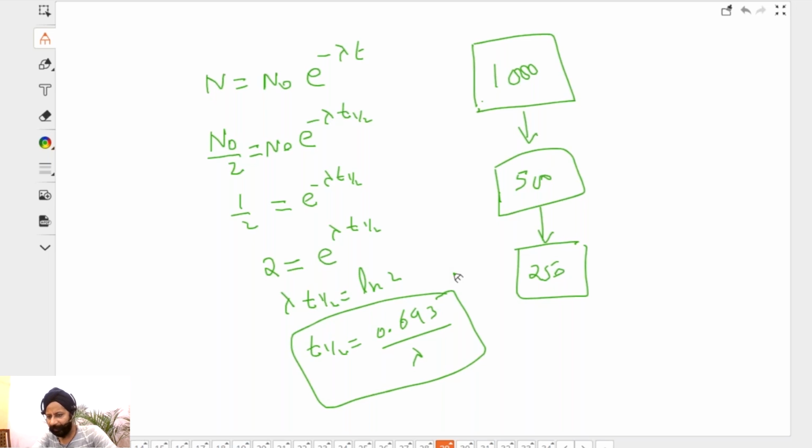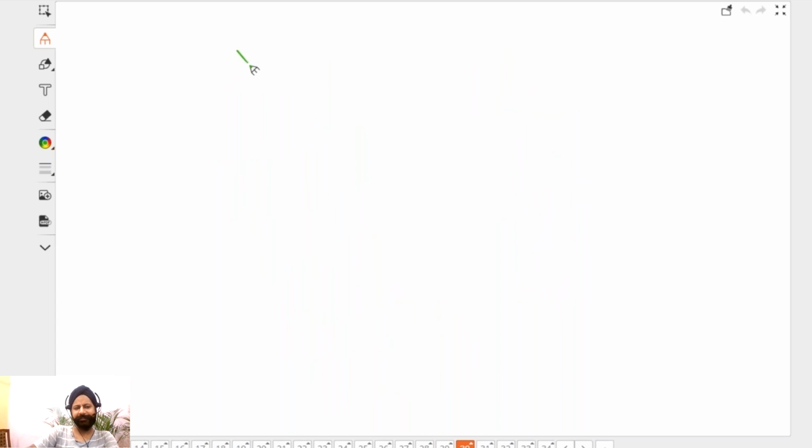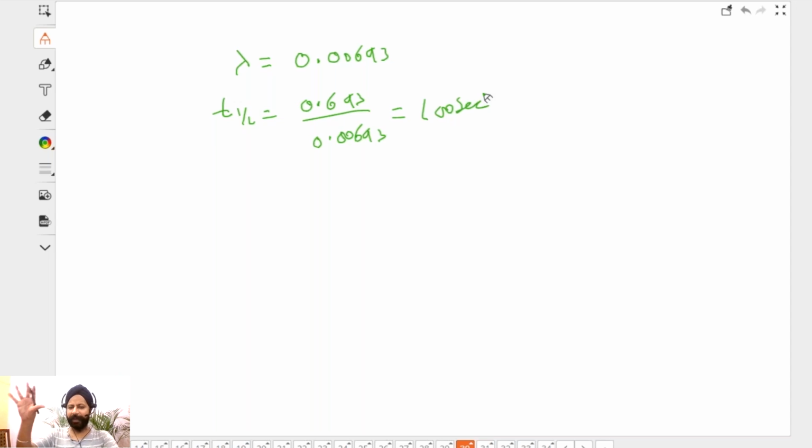Ninad has asked a question here about what we mean by half-life. So Ninad, this is the point. Let's say lambda is some number, I don't know, 0.00693. Then t half-life comes out to be 0.693 divided by 0.00693, which is 100 seconds. So let's see what happens after 100 seconds.